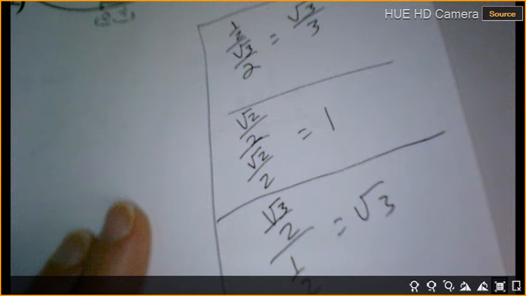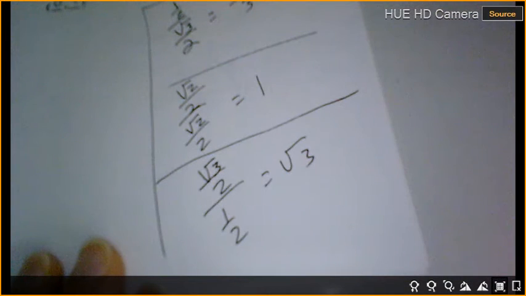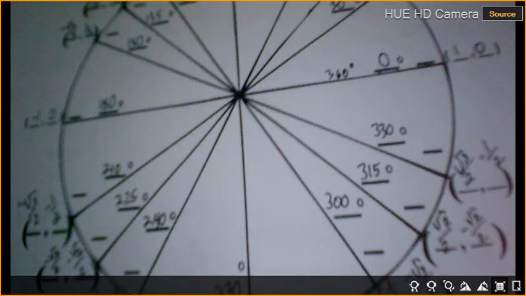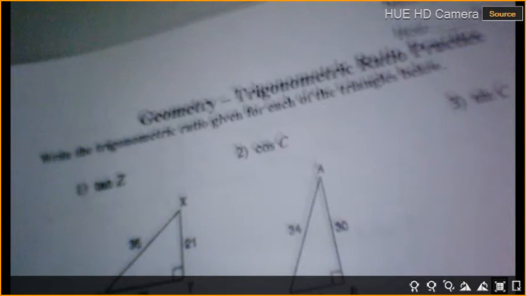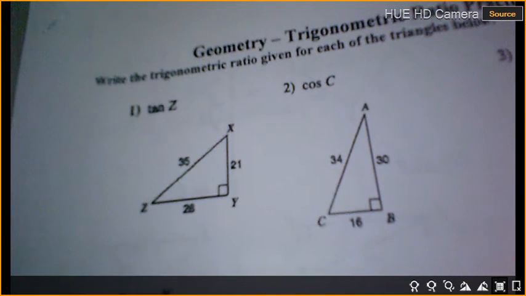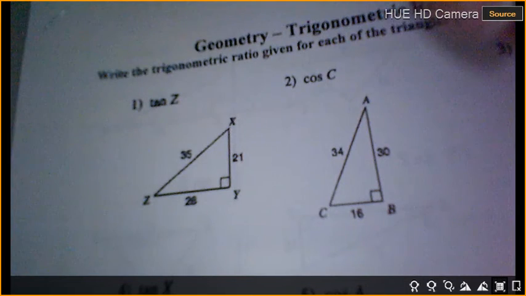Okay, then let's look at what you guys are working on today. These first like 18 problems are really just talking about what they are, tangent, cosine, sine, and being able to list it. So let's just do number one together, and then we'll move to the next section and do one from there. Okay, for number one, we've got tan of z.